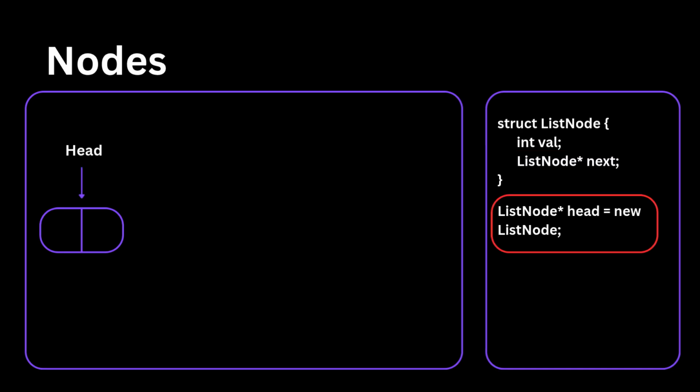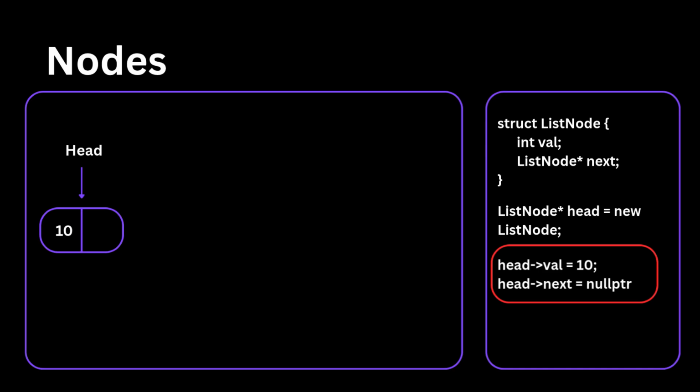Here, our first node will be called the head. The head is the only node in our linked list that we have access to immediately. Remember this as we will revisit this idea in a bit. Let's first give the head a data value of 10 and point its next pointer to nothing, or what we like to call the null pointer.